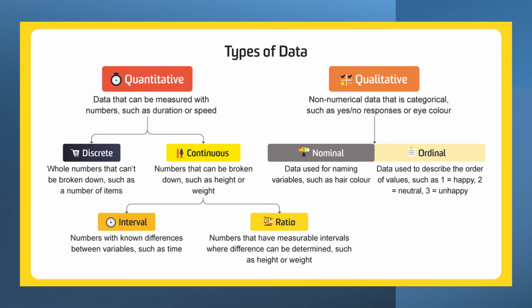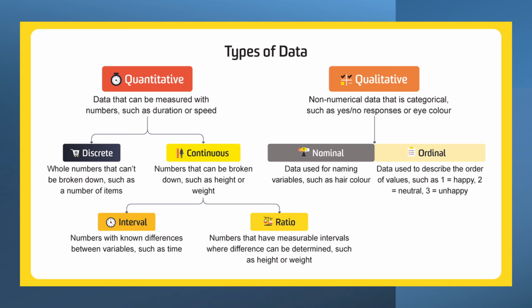In quantitative we further have two types, discrete and continuous. Discrete means whole numbers that can't be broken down, such as a number of items. And continuous means numbers that can be broken down, such as height or weight. Then continuous data has two further types, interval and ratio. Interval means numbers with known differences between variables, such as time, and ratio means numbers that have measurable intervals where the difference can be determined, such as weight or height.